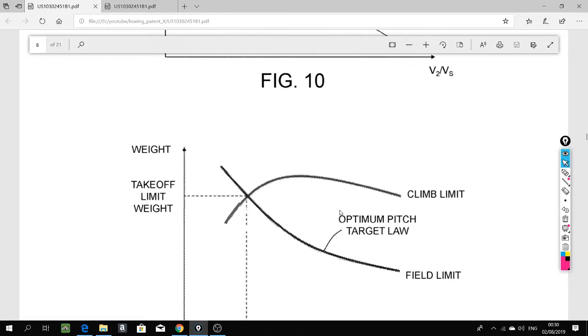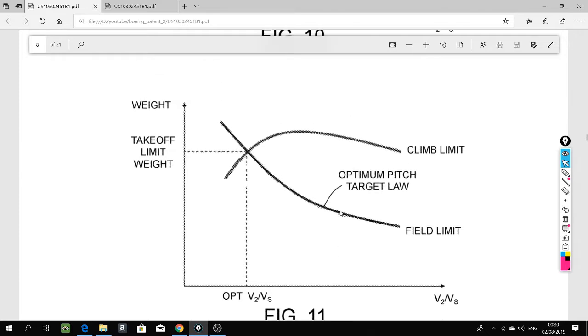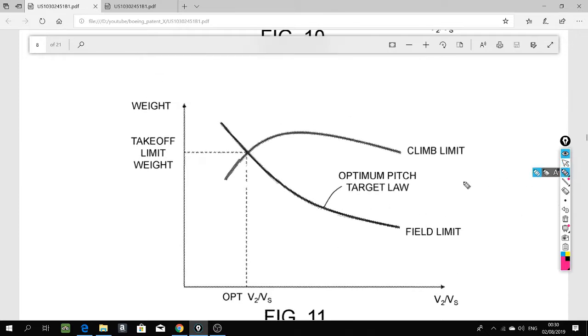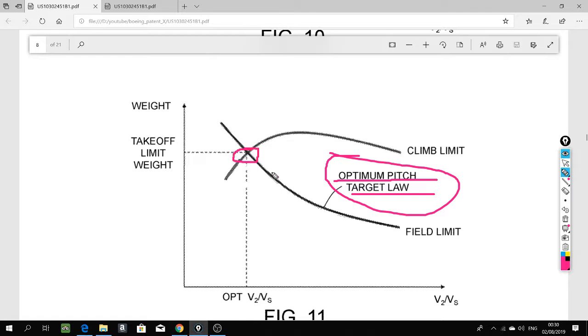So now we are combining the ultimate thing. We are combining the V2 over Vs versus weight, and we are plotting this against that optimum pitch target law, because now this includes the pitch as well. Remember, in the previous graph of similar sort, we did not include the pitch. Here we are including the pitch. So this graph gives us a very optimum V2 over Vs ratio versus takeoff limit, which is some point here. I hope you are following this.